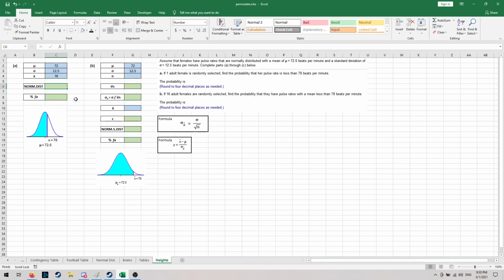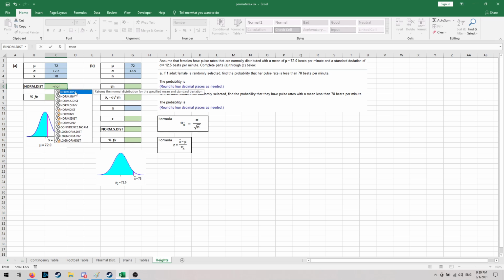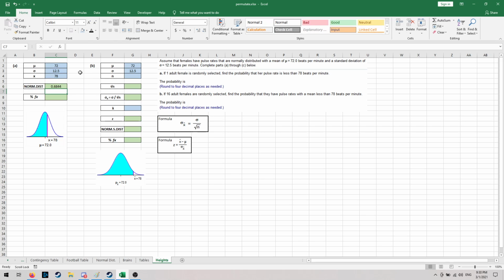So for that we can use norm.dist, and we can just press equals and start typing the formula. Double click to complete. X, our number under consideration, 72, our mean, 12.5, our standard deviation, and our true flag, which we will always use in this class. And we will see that we get 0.6844. And if we wanted to express that as a percentage, it would be 68.44. And over here we can see that that's the correct answer.